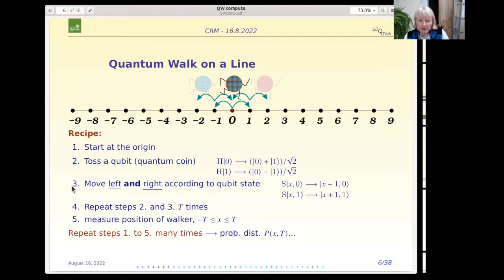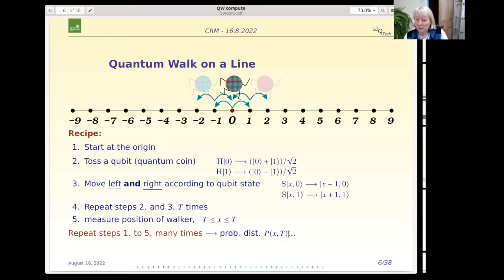So now we have our conditional operation. We're going to move according to the state of this coin, but it's quantum. So now we can move left and right. We don't have to choose. We can do both. So there's our shift operator, and the zeros are going to the left and the ones are going to the right. And then we toss the coin again and repeat. So the remaining steps are the same. And we can't possibly get outside plus and minus t in this setting of one step per time step.